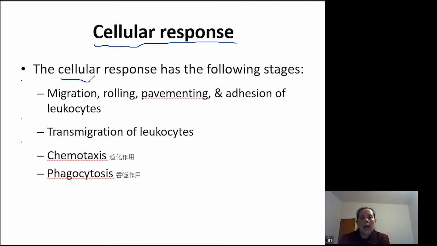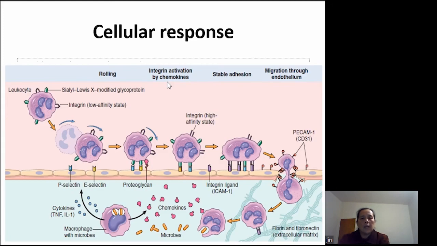So cell reactions. Basically the cells will go locally. We talk about migration, rolling there and attaching there, and then some white blood cells, leukocytes, will go there. They go to the injured local area, and then they perform their functions: clear some passengers or kill some passengers and clear locally. So that's the cell reactions here.